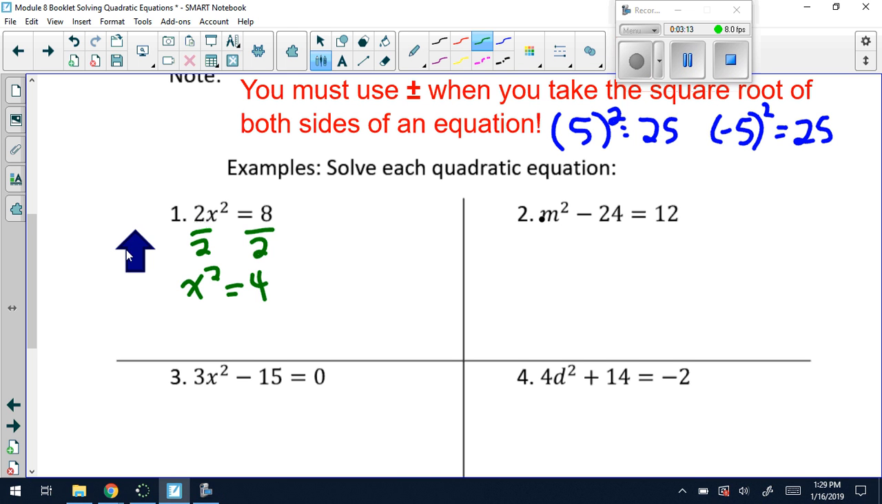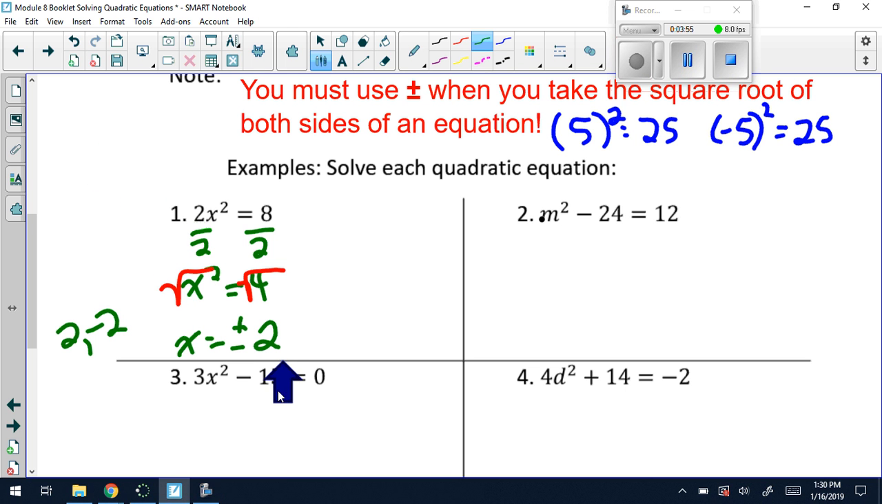Now, once I have the x squared isolated, so I've got the x squared on one side by itself, everything else on the other side, I'm going to take the square root. And the reason I'm going to take the square root is because that's the inverse operation to squaring. So if I've got x squared and I want the x by itself, I'm going to take the square root. So my answer here is going to be x equals the square root of 4 is 2, but don't forget we need the positive and the negative. So my two solutions here are 2 and negative 2.